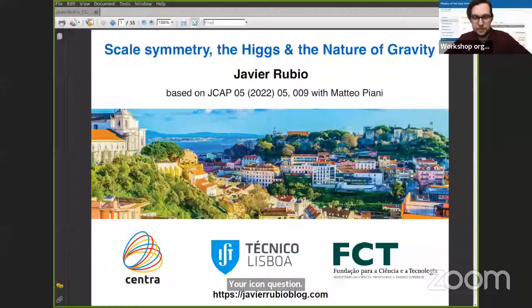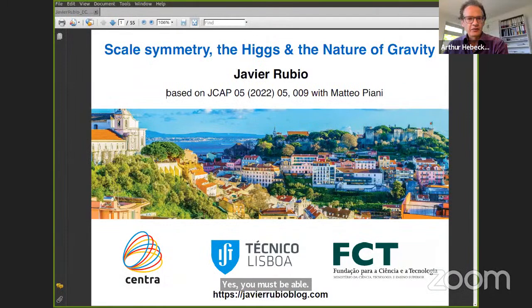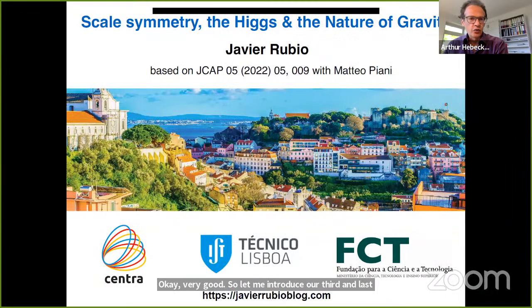Okay, very good. So let me introduce our third and last speaker of this morning session. This is Javier Rubio, who is going to tell us about scale symmetries of Higgs and the nature of gravity.